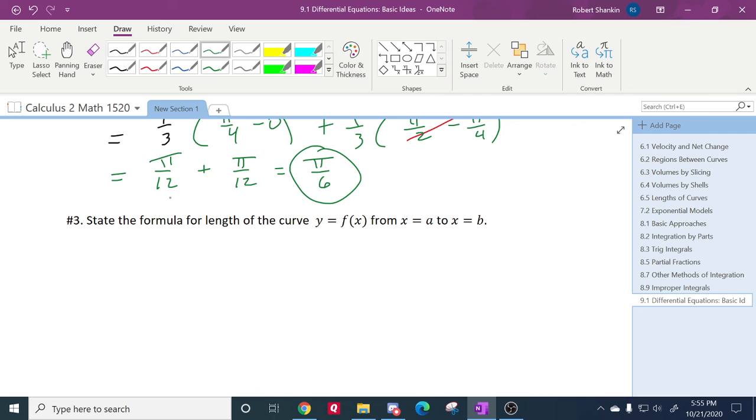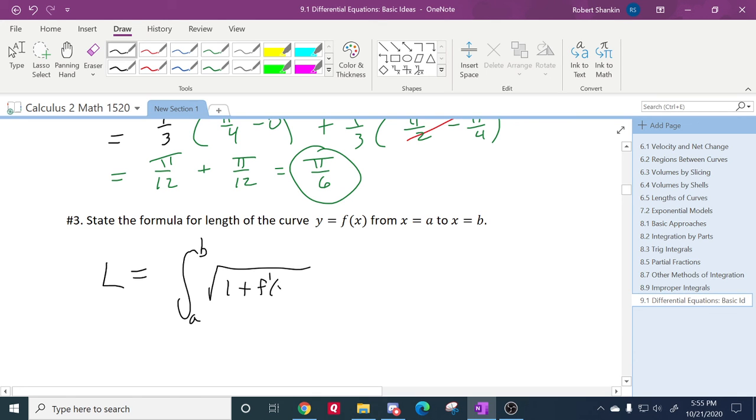Thirty seconds more. L equals the integral from a to b of the square root of 1 plus f prime of x, squared, dx.